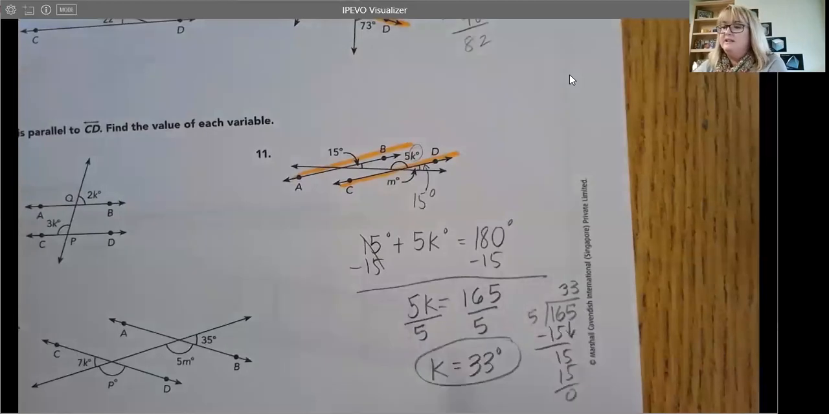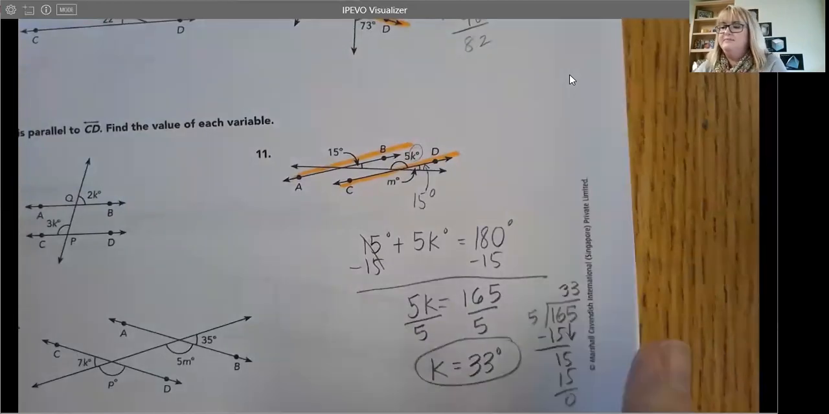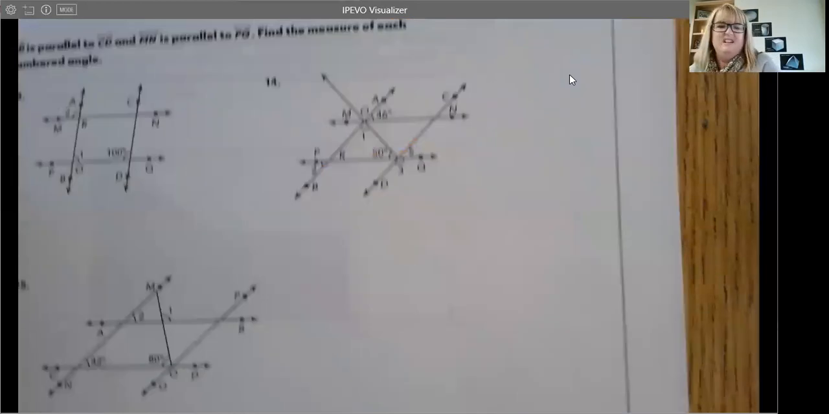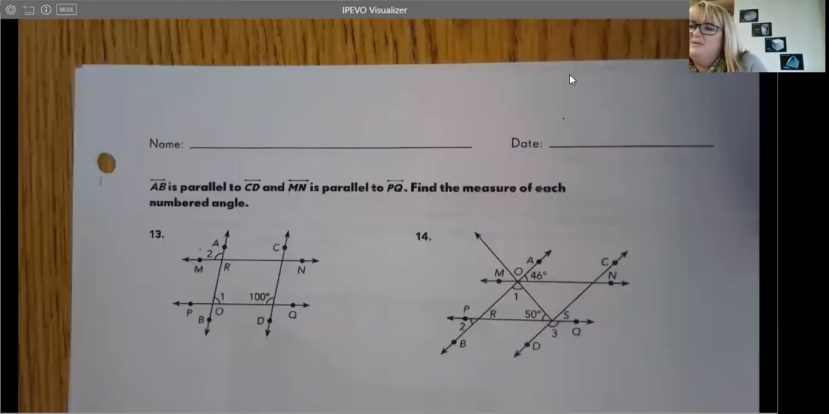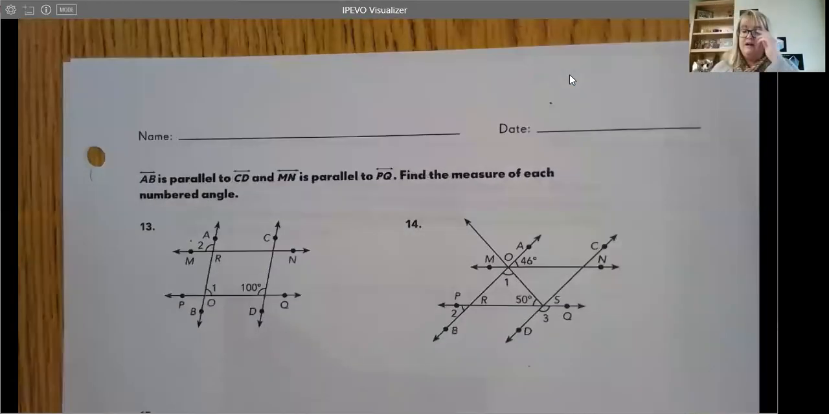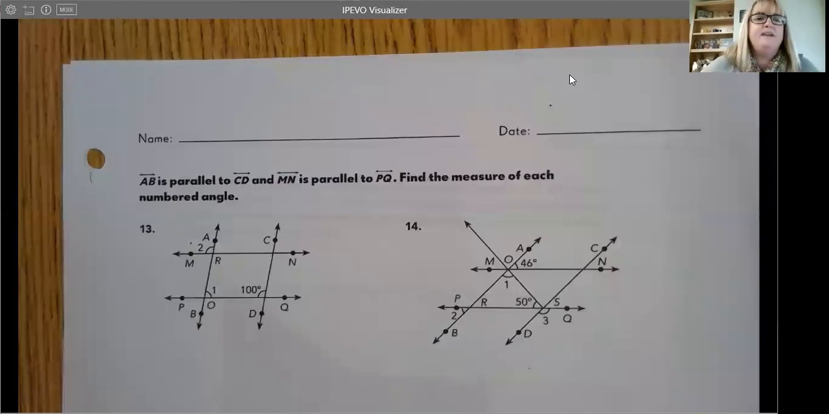All right, let's look at number 13. This one is a little more complicated. AB is parallel to CD, and MN is parallel to PQ. Find the measure of each numbered angle.